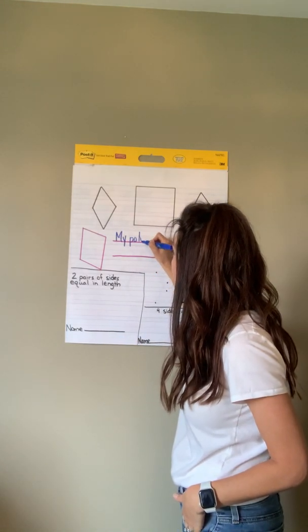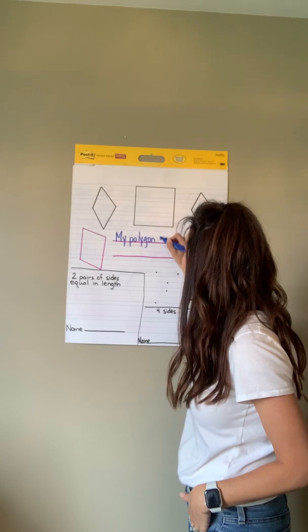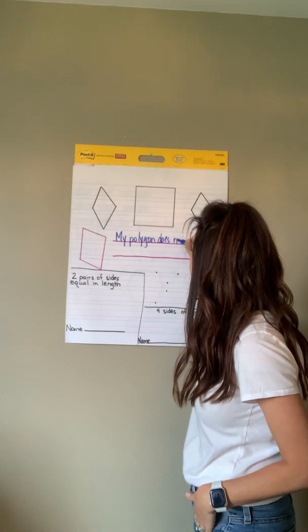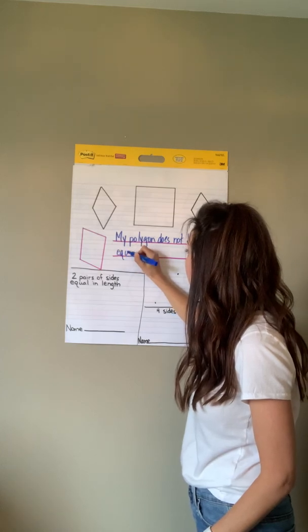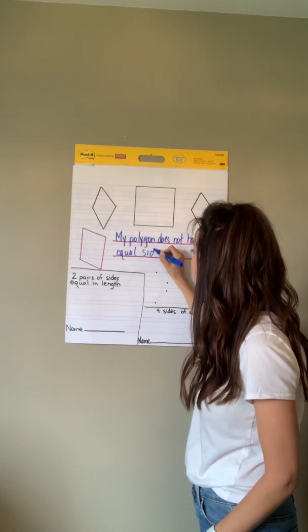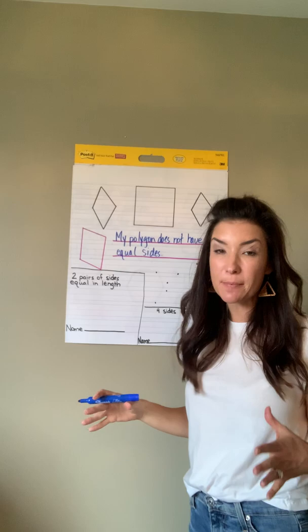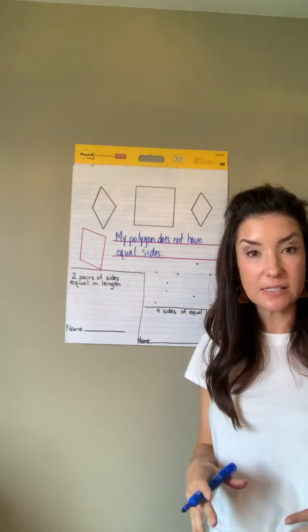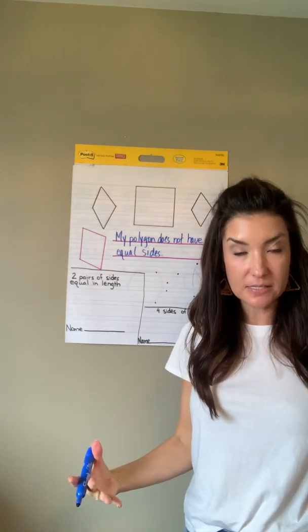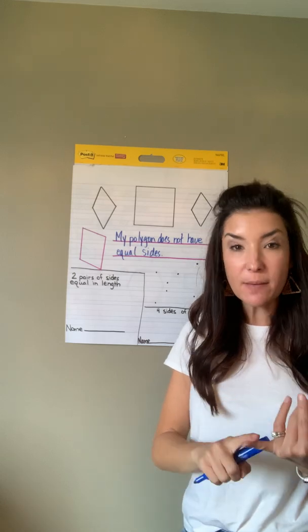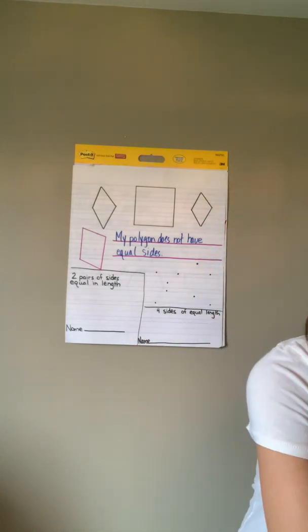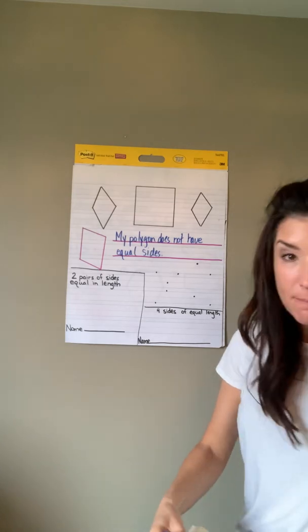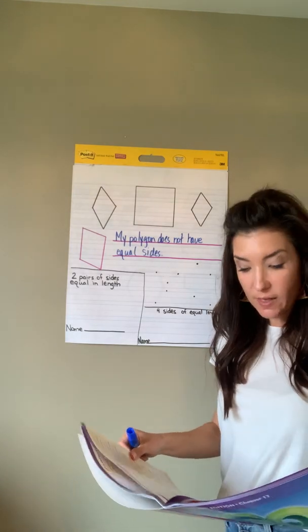My polygon does not have equal sides. So you have to really think about what you have learned in your previous lessons about what makes a trapezoid, what makes a rhombus, what makes a square, what makes different types of quadrilaterals.